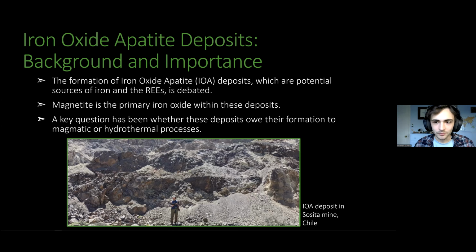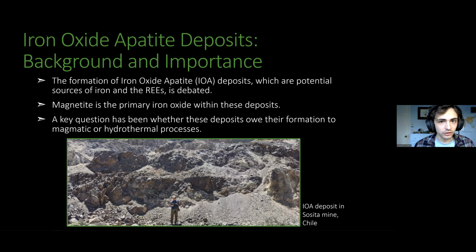So first, my research is about iron oxide apatite deposits, which are iron deposits that are mainly composed of magnetite and apatite. And these deposits are enriched in rare earth elements and abundant in critical minerals, which obviously hold an economic importance, and we'd like to know where to find them.